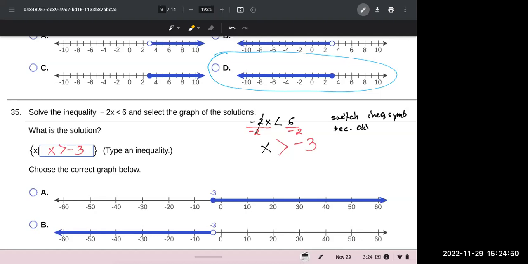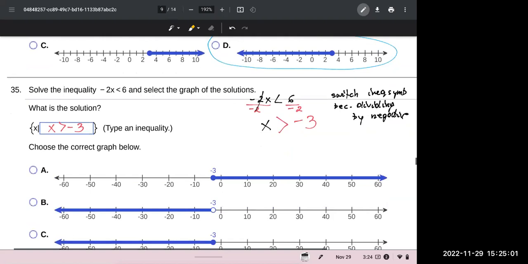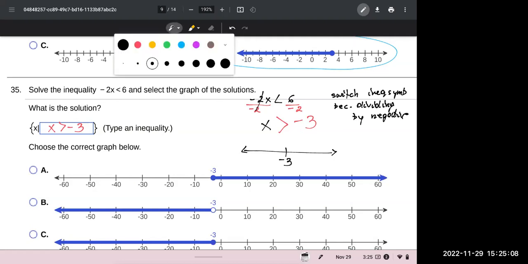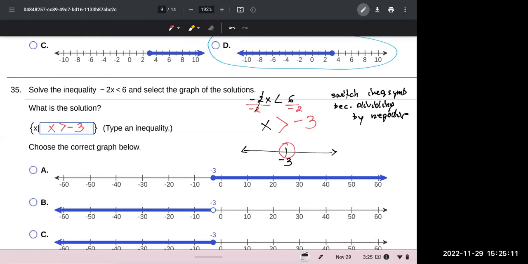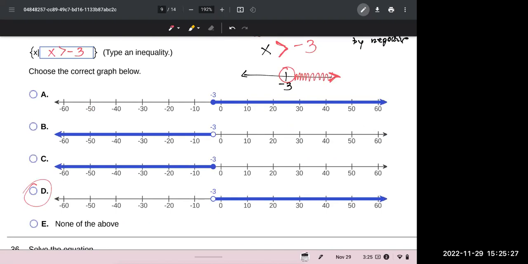Okay, so remember, switch the inequality symbol when you divide by a negative. Okay, so now you have to check which graph will be correct. So x greater than negative 3. On the number line, I select negative 3 with an open circle because we only have a strict inequality. So negative 3 is not part of the solution. However, all the numbers greater than negative 3, which means all the numbers to the right of negative 3. So the correct solution will be D.